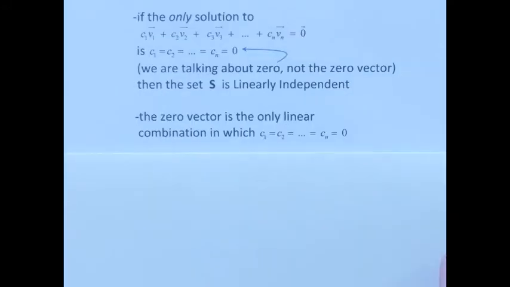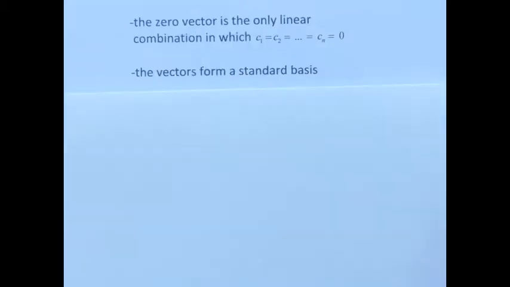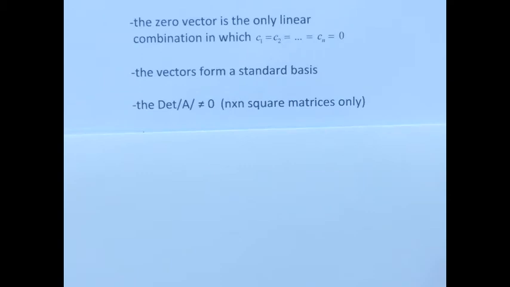One more time, according to the definition, the 0 vector is the only linear combination in which all of our constants, our C's, will equal 0. The vectors will form what is called a standard basis, or a normal basis, or just a basis. Those all mean the same thing. We will do this definition a little bit later. When we are dealing with square matrices in this chapter and beyond, if the determinant does not equal 0, this means that the vectors are linearly independent. In other words, these vectors are not scalar multiples of each other. And lastly, there will be no free variables.